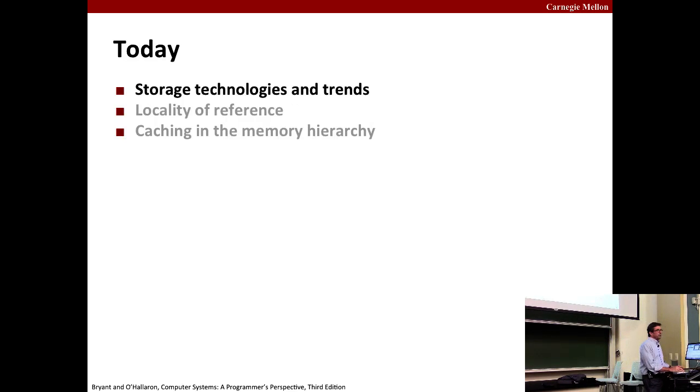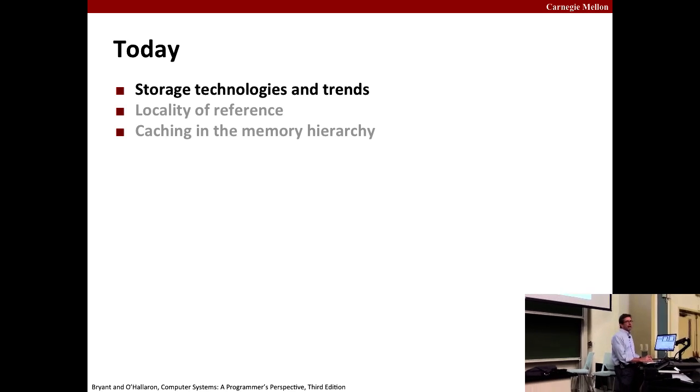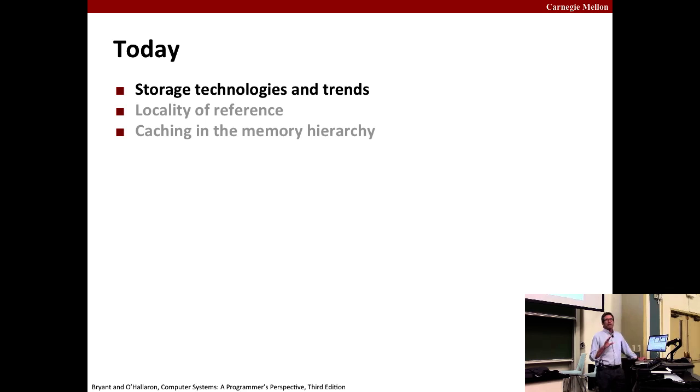So we're going to quickly do a high-level tour of storage technologies and trends. We're not going to go into a whole lot of detail. The point in looking at the properties of these technologies is that there are some fundamental properties that determine their performance and speed, and determine limits on their performance and speed. And so I want you to have just some high-level idea of what those properties are. And then we'll look at a property of programs called locality of reference, and we'll see how that locality and the properties of storage devices come together to suggest this design of memory systems as a hierarchy.